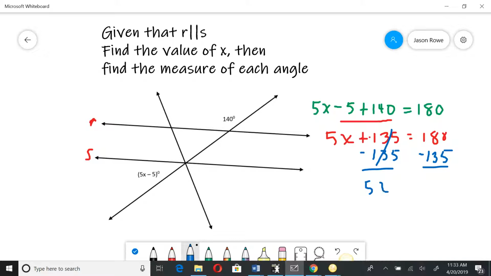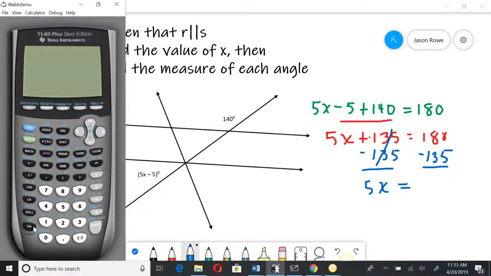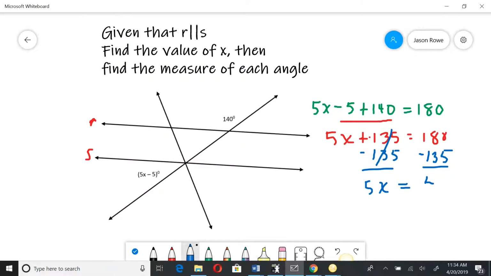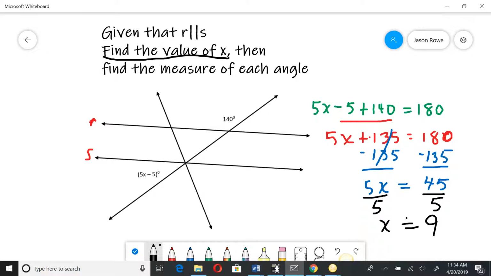And then that leaves me with 5x. And if you're not sure, please don't mess this problem up just because you won't use your calculator. So let's use our calculator here. We got 180 minus 135, and that's going to equal 45. And let me make this look more like a 0 in case you're copying down here. So there we go. And then our final step here is to divide both sides by 5. And so that I know the first part, which is to find the value of x, x is going to equal 9. So I know what x is, 9.